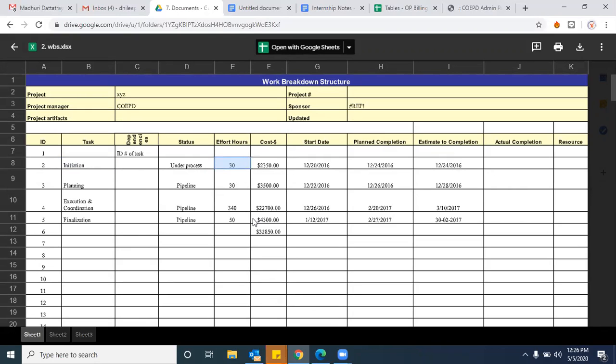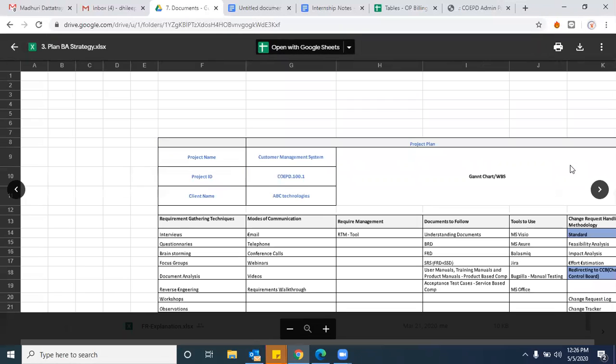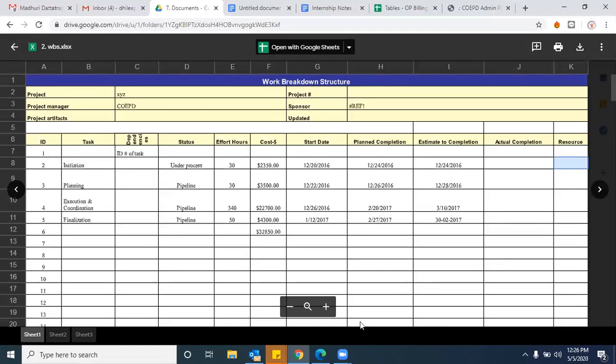Can those man hours be achieved by multiple people working at the same time? Yes. Is that the total number of hours for every person? Yes, every person. Even we need to write the resources involved. See here, we have resources as well.